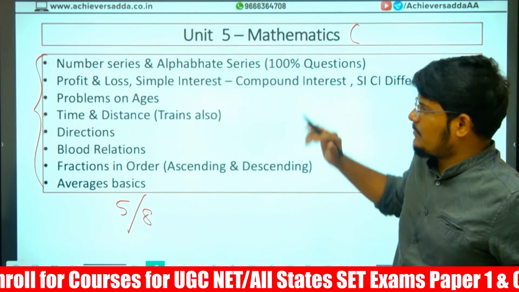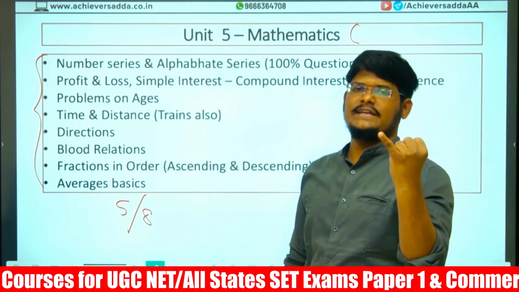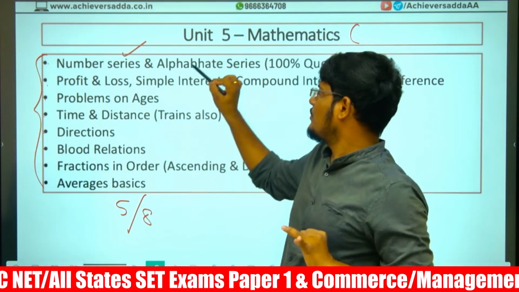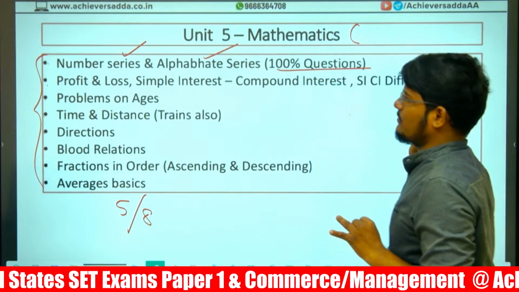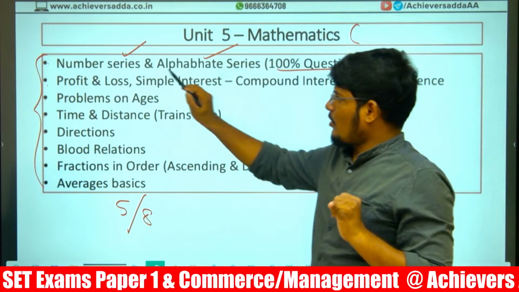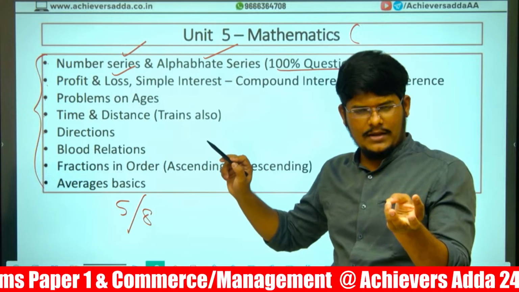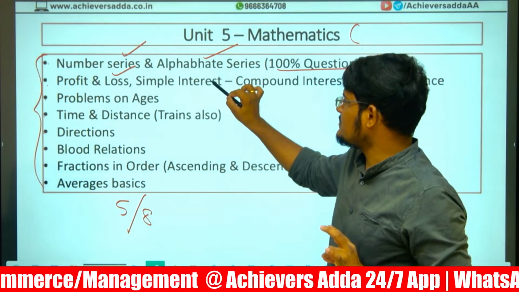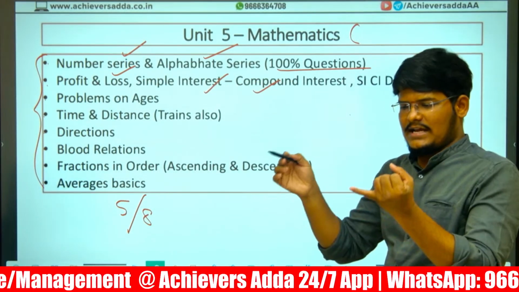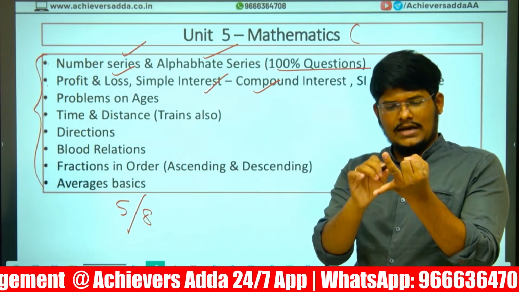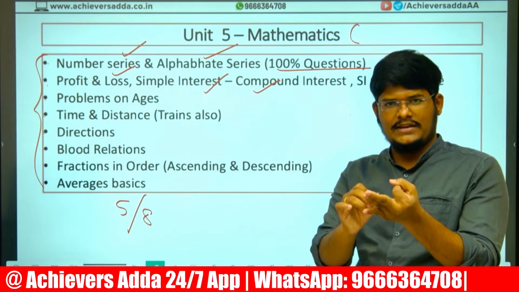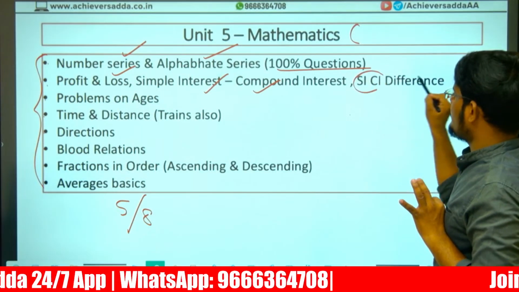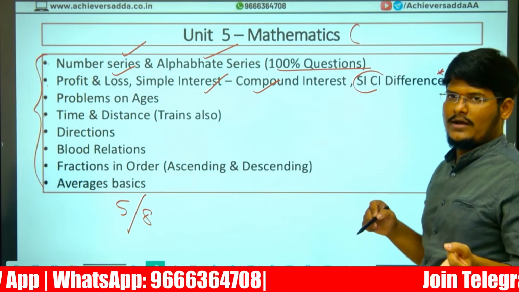These are the majority repeated areas. Either a missing number, that is number series, or alphabet series, any one you can expect. 100% a question from this. Either profit and loss, identifying profit percentage, loss percentage, cost price, selling price. Simple interest, compound interest, either rate identification or interest or principal identification, any one missing figure to identify. And the simple interest and compound interest difference, the formula is most important.